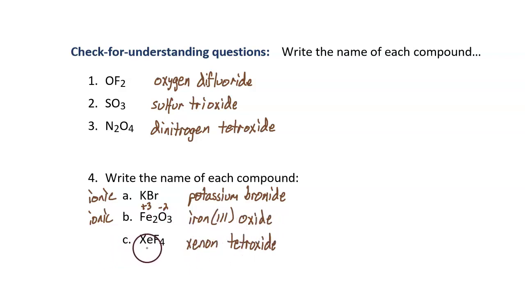Question C, xenon is a nonmetal and fluorine's a nonmetal. This is molecular. That's when you think about prefixes. So xenon and then tetroxide. Tetra means 4.